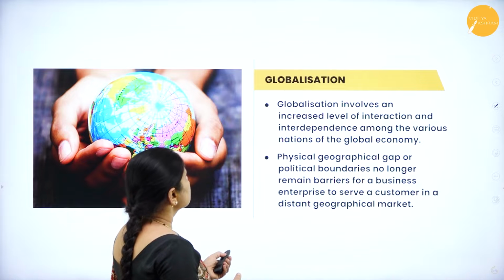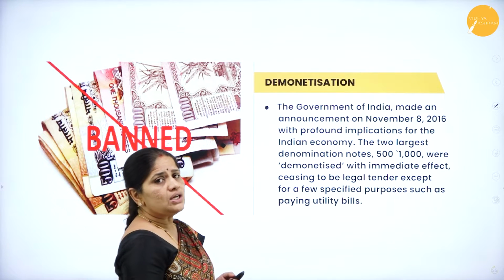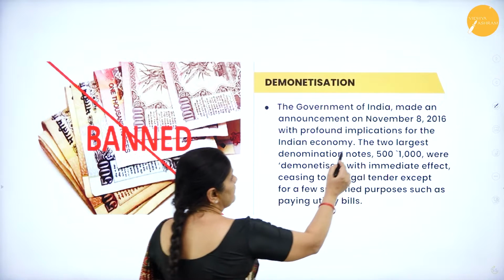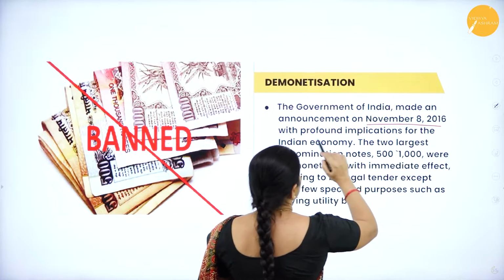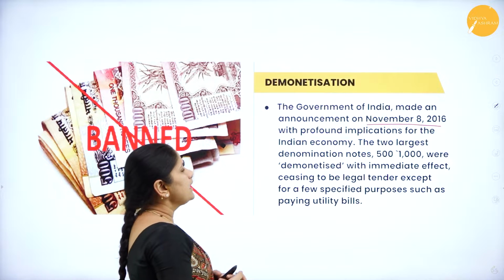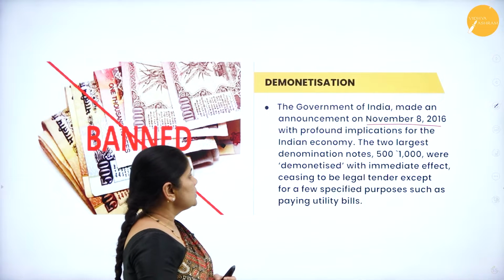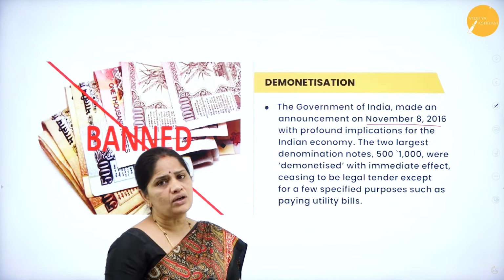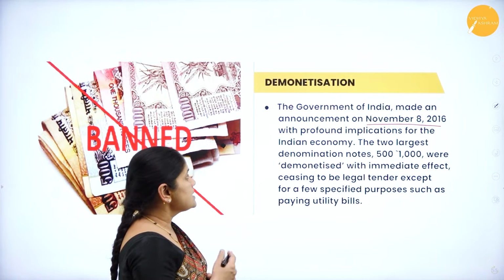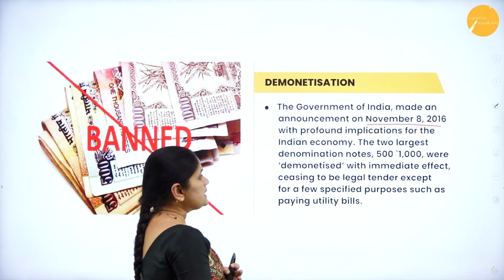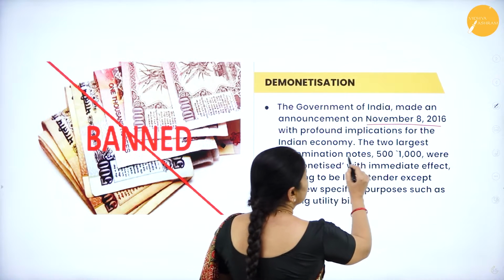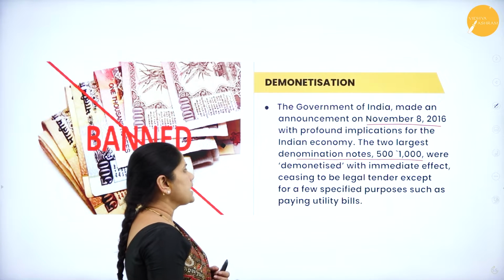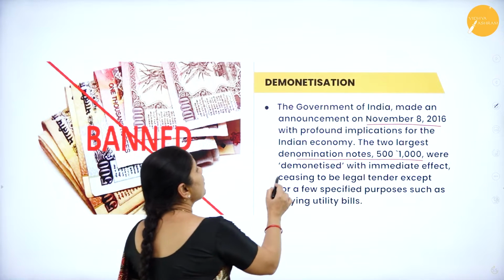Then next is demonetization. If you can just remember, it was on November 8th, 2016. The government of India made an announcement on November 8th, 2016 with profound implications for the Indian economy. So what was this announcement? In this announcement, the Indian government demonetized the two largest denominations, that is 500 rupees and 1000 rupees.